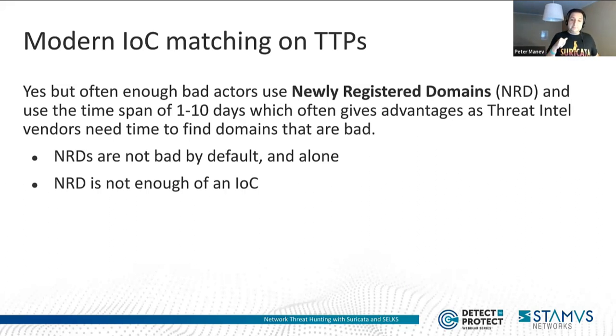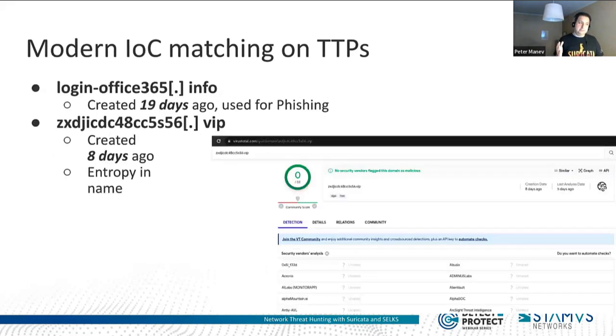So some things are obvious, some things are not, but we have to find out what's good for us, in such a fashion that we can deduce, okay, this is bad or no, this is okay. Let's have an example. The first domain that you see on top, at least at the time when I made the slide, was registered 19 days ago, and it's not a Microsoft domain. It's obviously quite fishy, so to speak.